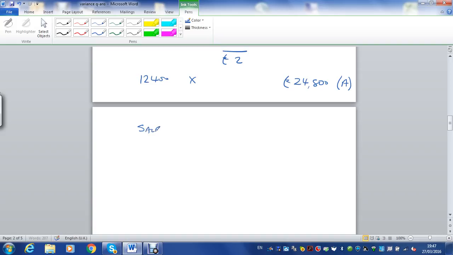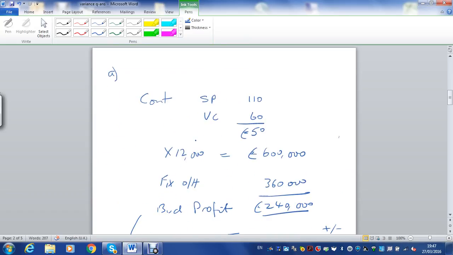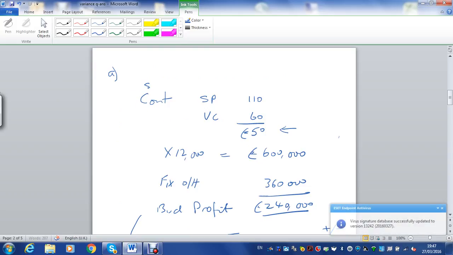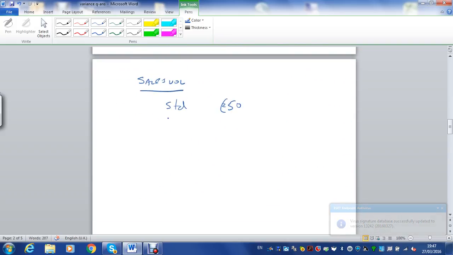Sales volume. Now, there's one exception to the rule. Normally volume, in this case, we look at the contribution. And that's the key to this. So the standard contribution is €50. Where did we work that out? We worked it back here with the €50, which is the standard contribution. And that's the figure there. 110 minus 60. So the standard contribution, sometimes you hear it as margin. You might hear it as variable contribution or variable margin, but that's the standard.